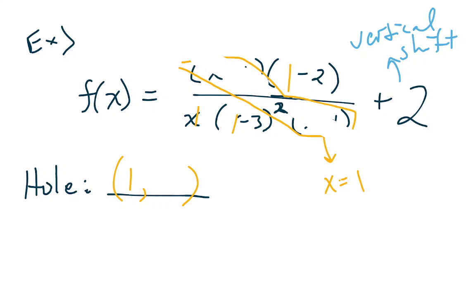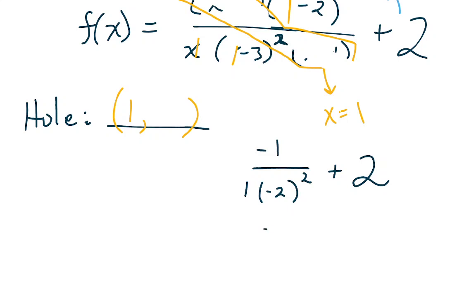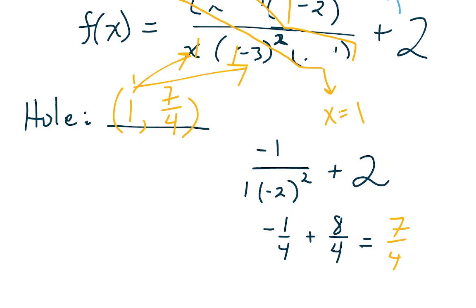Now, what happens when you do that? Well, you get negative 1 in the numerator. You get 1 times negative 2 squared in the denominator, and you actually still have a plus 2. Yes, you have to think about that plus 2 because a hole can shift up and down. So I believe I have negative 1/4 plus 2, right? And negative 1/4 plus 2 is the same as negative 1/4 plus 8/4, coming out to be 7/4. So I plugged in 1 into my temporary equation, and when I plugged it in, I was able to get 7/4.